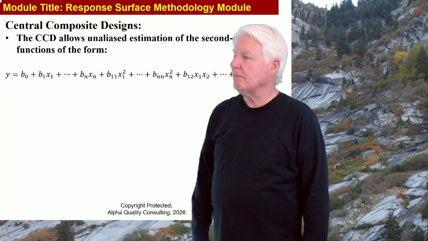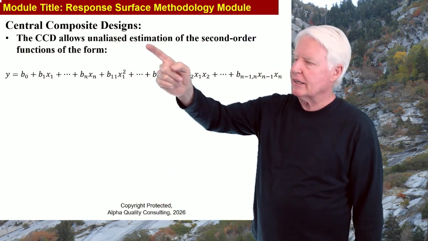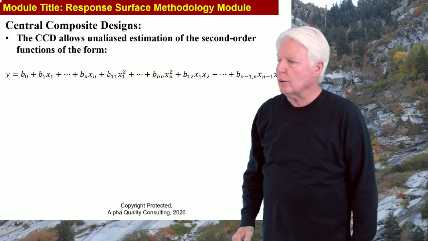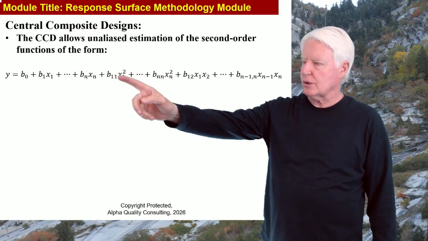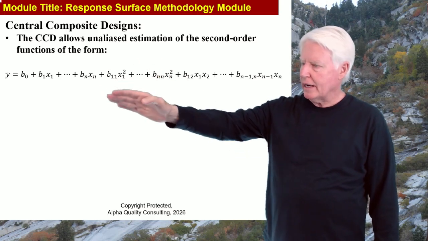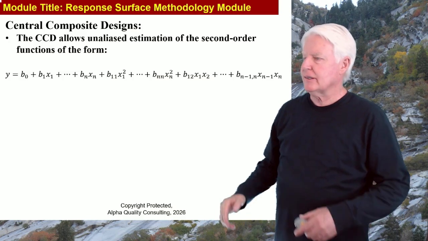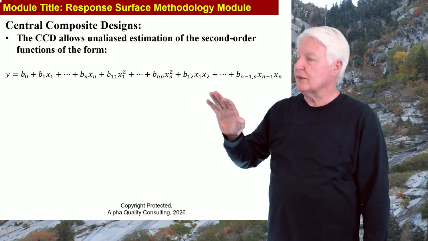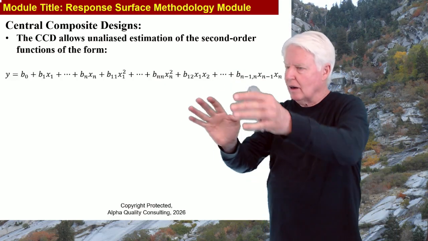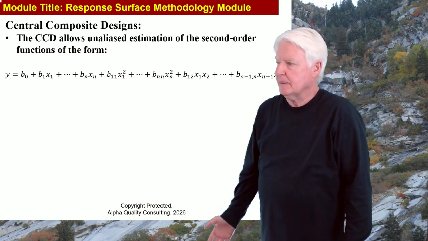And back to central composite design, CCD. The CCD allows unbiased estimation of the second-order functions of the form. Second order functions are where the x's are squared. Here, remember that's where we create the curvature with those terms. And when you use CCD, it's not just finding the optimum, you can also predict all over that surface. That's what makes the CCD nice.